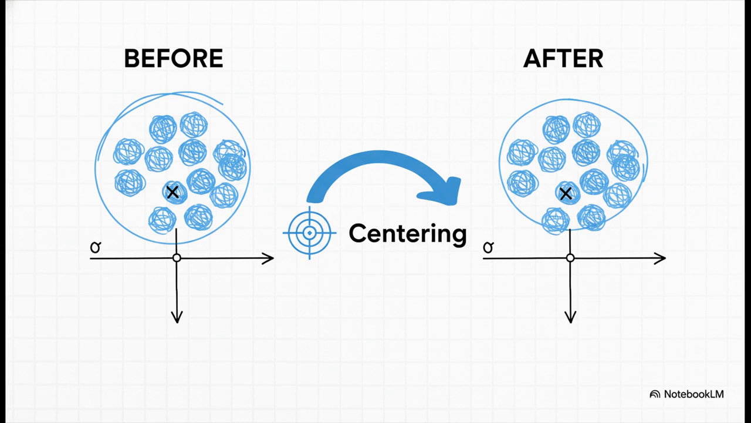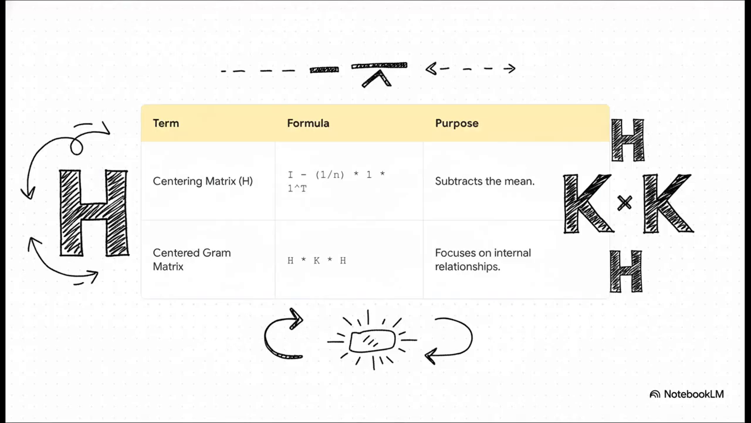You just mathematically shift both of these maps so their average is right at the origin. This gets rid of any weird bias and forces the comparison to look at the pure internal relational structure. It's brilliant. And believe it or not, the math for this is surprisingly simple.